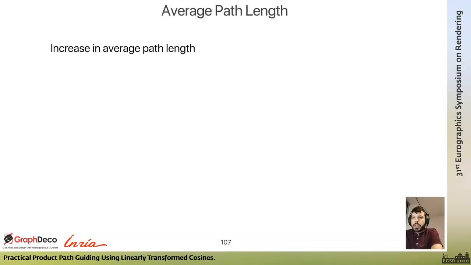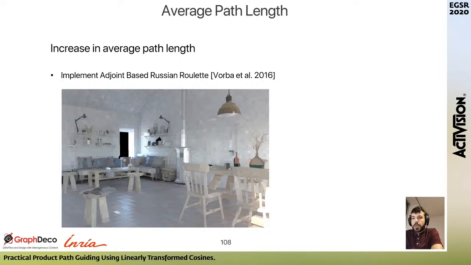Like previous product sampling techniques, we saw an increase in average path length. For that reason, we implemented a joint-based Russian roulette from Vorba and colleagues, which uses a pixel estimate to do efficient Russian roulette for path guiding techniques.